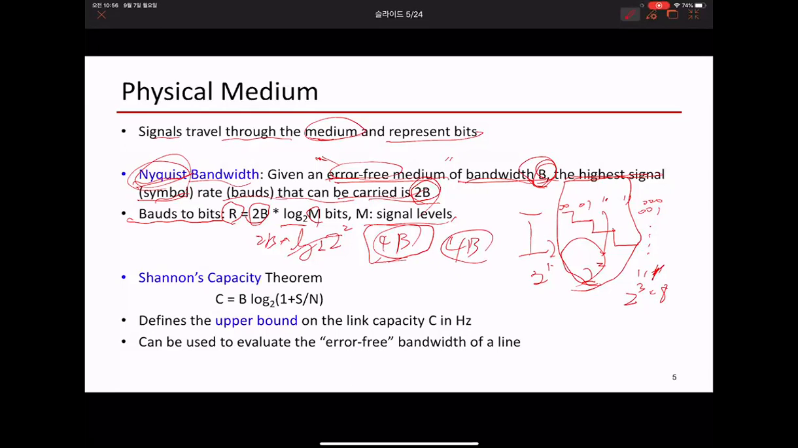Oh, what if I have 16 QAM? Meaning 2 to the 4, then I could have 8 times B. Okay, so we can keep calculating this.